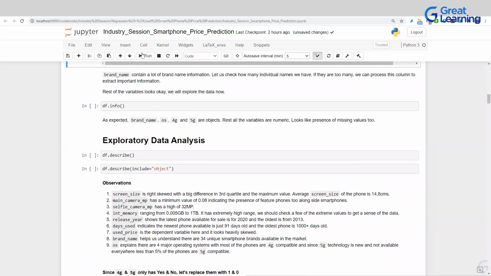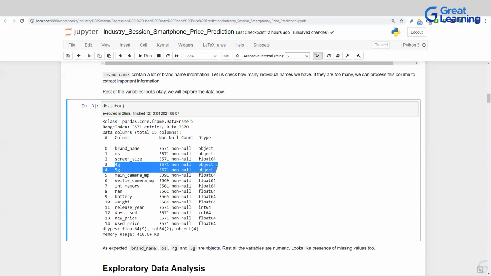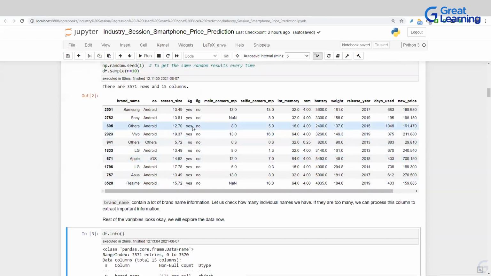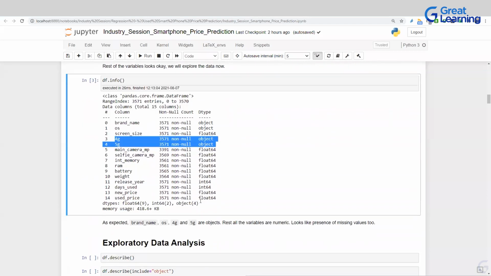So let's quickly look at the structure of the data. So we have in total 9 floats and 2 integers. So 11 numeric variables and 4 objects. 4 objects relate to 4G and 5G, which are binary. So instead of yes and no, we can say this is ones and zeros. We're going to convert them into ones and zeros. And for brand name and operating system, maybe we can go ahead and create some dummy variables towards the end. So that's how we'll convert everything to numeric and then put a model on it.